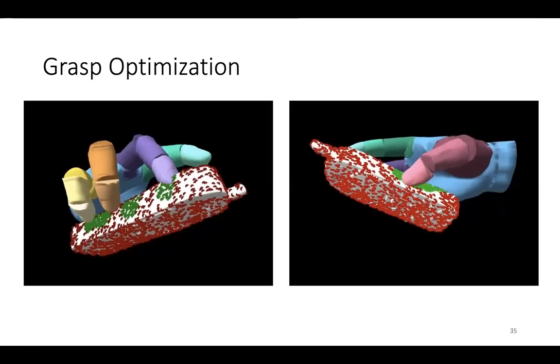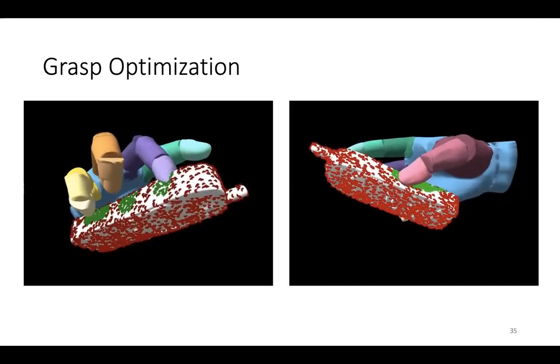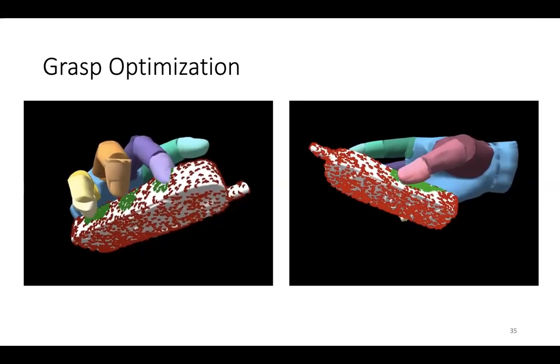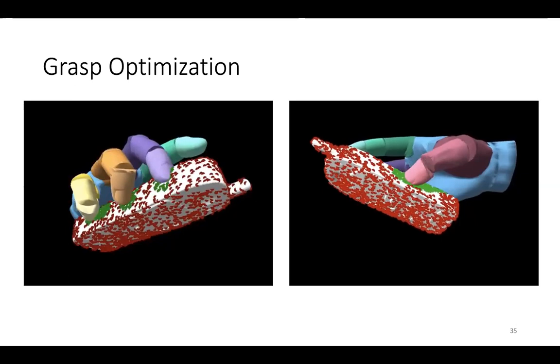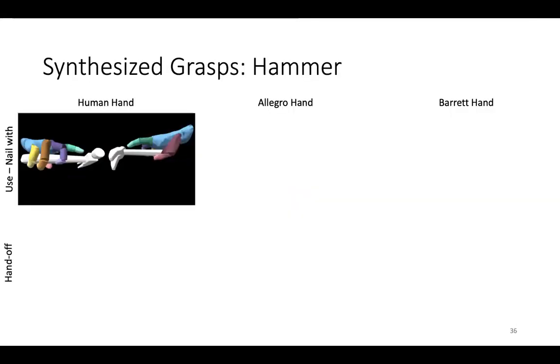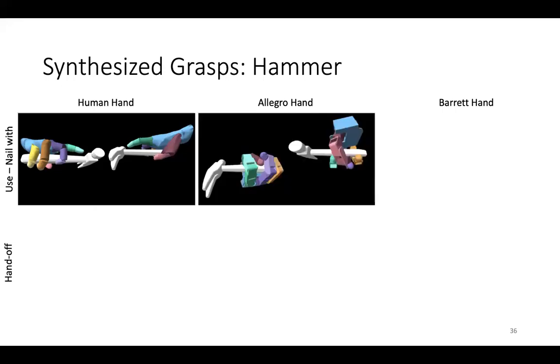And using these terms, you can do an optimization. You can see this optimization in action here. And we found that this kind of algorithm can generate plausible looking grasps for different kinds of geometries of the hand.